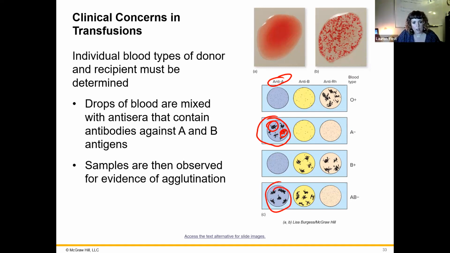This one had A and it had B. When they mixed it with RH factor, which is the plus or the minus, it did not agglutinate. So there's no reaction. There's no anti-RH factor. And so this one's AB negative.